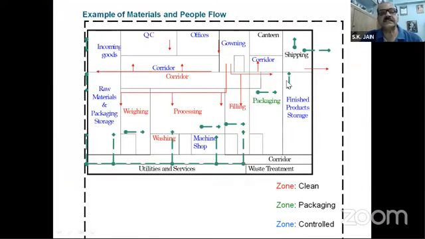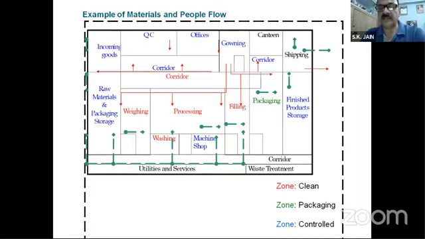So, this is the plan example of the material and people flow in the pharma industry. There should not be any cross contamination of the material as well as the workers who are working in the pharma industry. The red one is the clean zone, where it should be cleaned properly. That is weighing, processing, washing, filling, that come under the red zone. Under the green zone, the packaging is taking place.